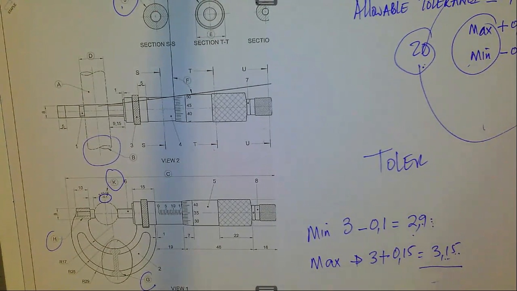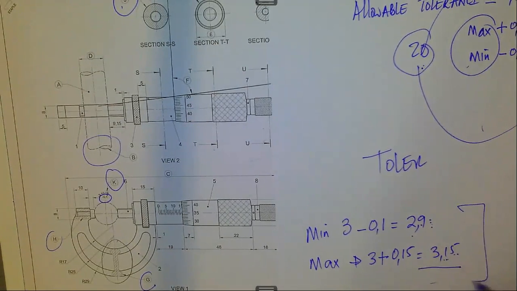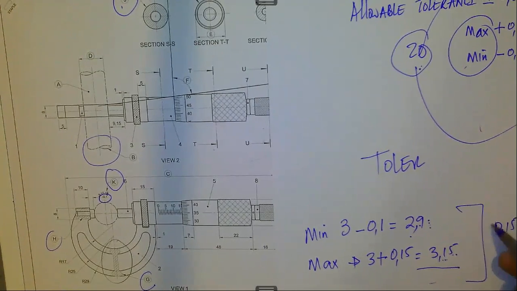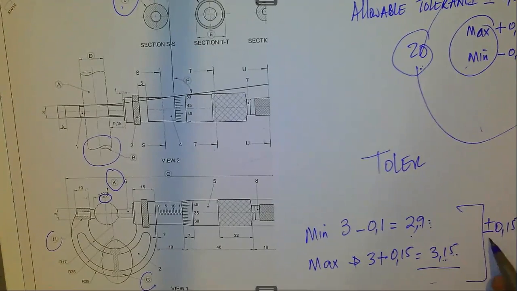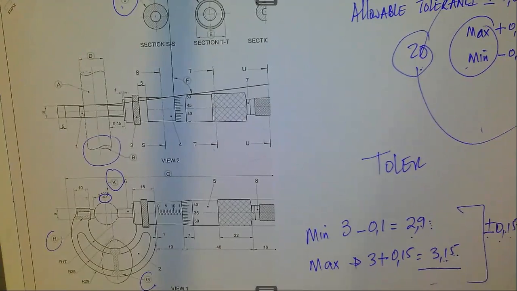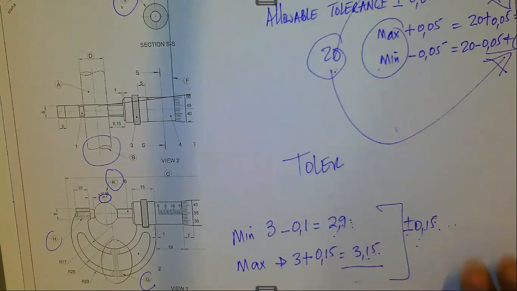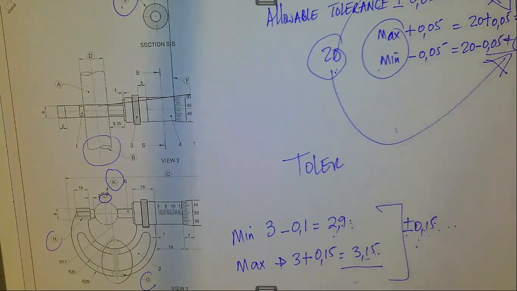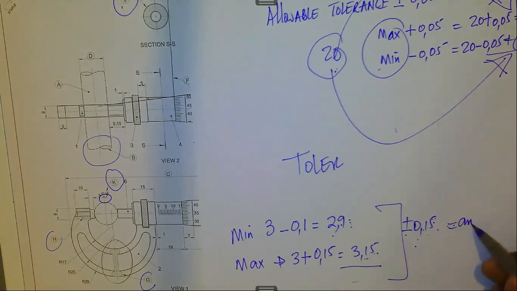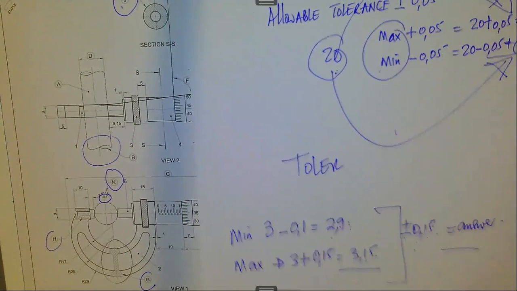Okay. So for minimum you subtract with the lowest, the lower part, then for the maximum you add with the upper part as well. It could be 0.15 plus or minus. So you would play around. If it is maximum, you add 0.15. If it is minimum, you subtract 0.15. Then you get your answer. Okay, that is about tolerance.